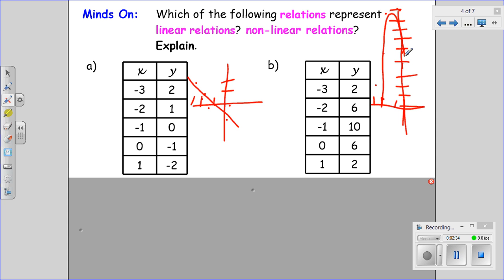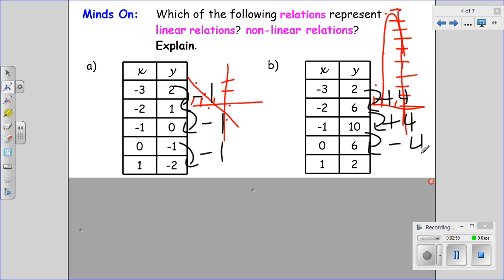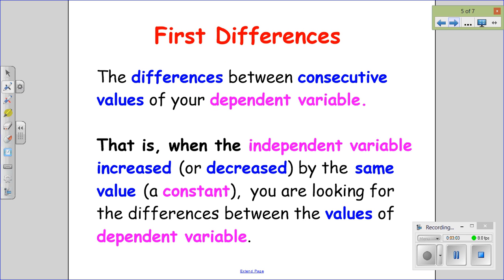So how are these tables different? If I look at the data in table A, I can see that as x increased by 1, the y values decreased by 1. And in table B, as x increased by 1, y increased by 4. And then it increased by 4 again. Oh, okay, so maybe it has nothing to do with the pattern. Oh, wait a minute, now it decreased by 4. And it decreased by 4 again.